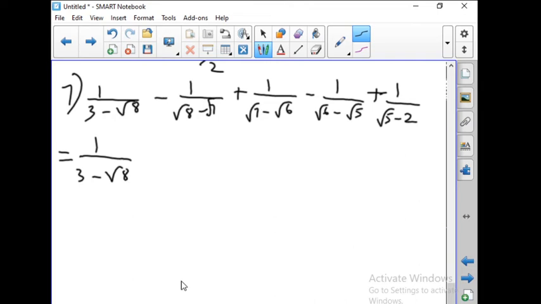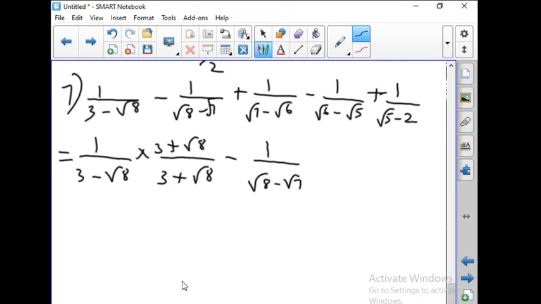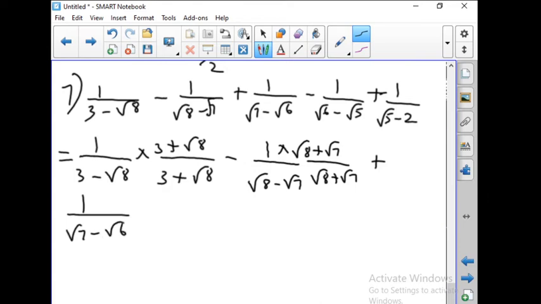3 minus root 8 into 3 plus root 8. I have shown you the result already. Okay, so 3 plus root 8. What about the next one? 1 by root 8 minus root 7 into root 8 plus root 7 by root 8 plus root 7. Okay, then the next term, plus 1 by root 7 minus root 6 into root 7 plus root 6 by root 7 plus root 6.